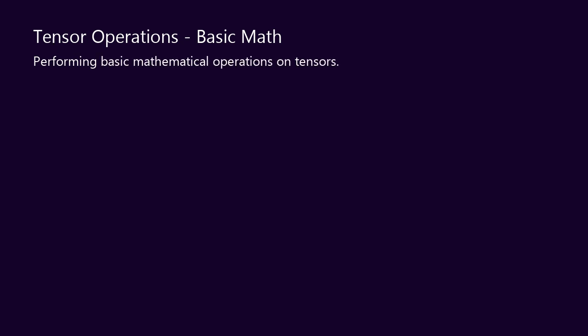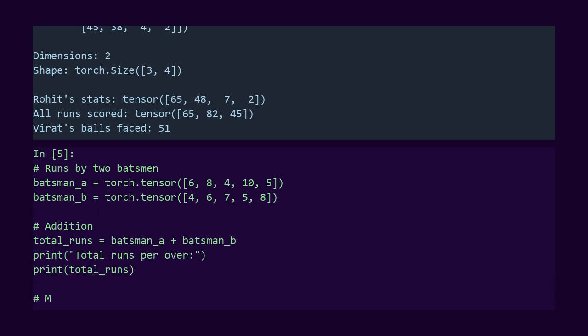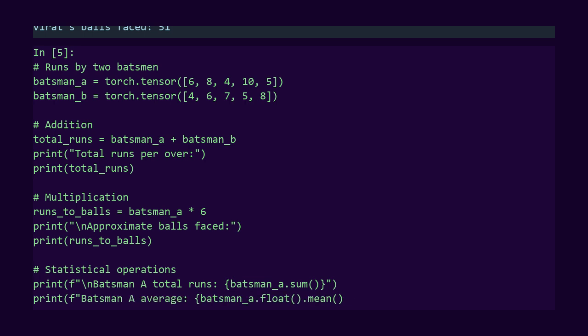Now that we know how to create tensors, let's do some operations. Tensors support all basic mathematical operations. Addition, subtraction, multiplication, division. And the cool part? These operations work element-wise. Meaning each element is operated on independently. Let's create 2 vectors representing runs scored by 2 batsmen in each over. Batsman A scored 6, 8, 4, 10, and 5 runs. Batsman B scored 4, 6, 7, 5, and 8 runs.